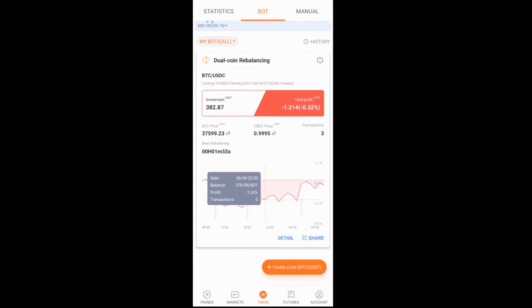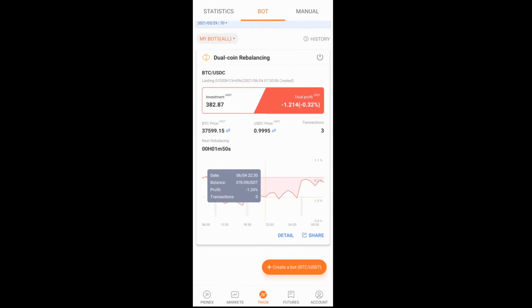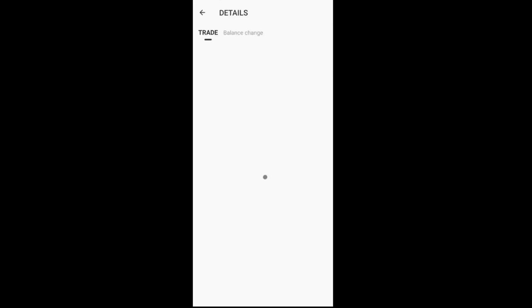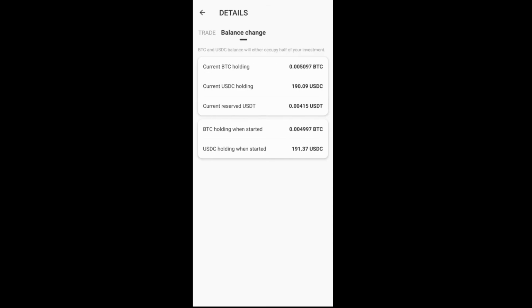I started it just to test it out. I started it with 382 USDC and 382 USDT. So it has made 3 transactions until now. If you see the details, when I started the bot, it had 191 USDC and 4997 sats of BTC.